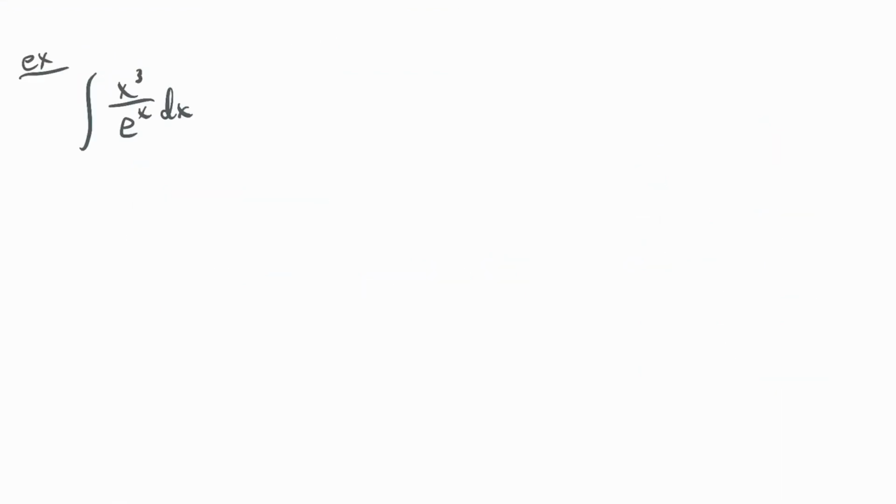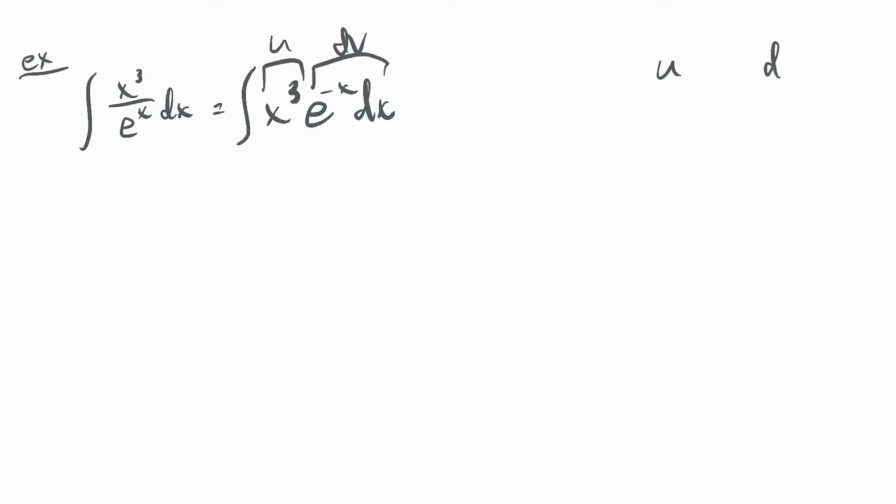Okay, so let's do another example with the tabular method. I'm going to rewrite this as the integral of x cubed e to the negative x power dx. I'm going to call this guy u and this guy dv. So over here I'll have u and dv. So u is x cubed, and then I find the derivative: 3x squared, 6x, 6, 0. Once I hit 0, I stop there.